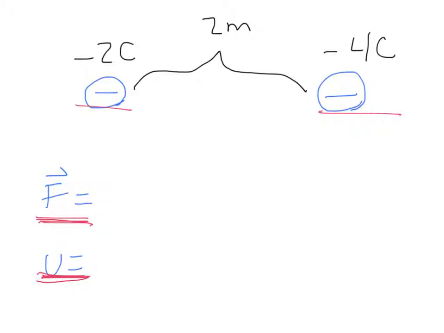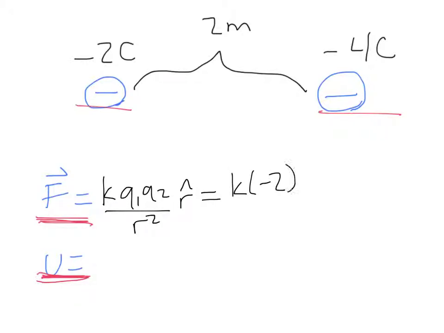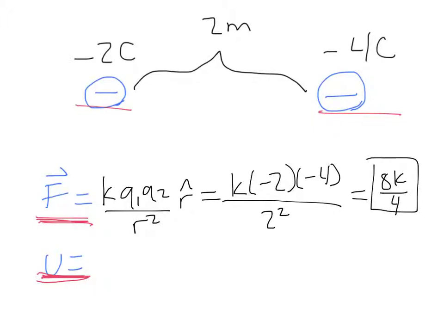You know that force by Coulomb's law is equal to K Q1 Q2 over R squared in the R hat direction, which in this case is K times -2 coulombs times -4 coulombs divided by 2 meters squared, so we get +8K over 4. The positive here indicates that the force is repulsive, which makes sense because these are like charges.